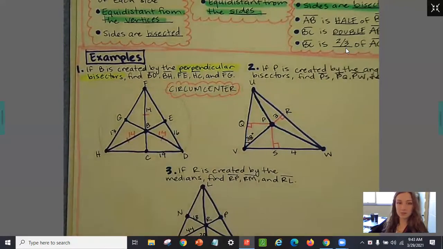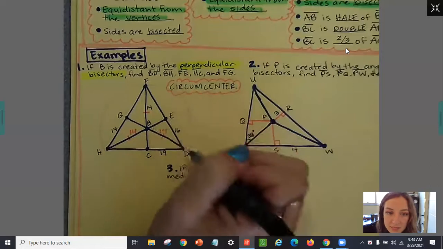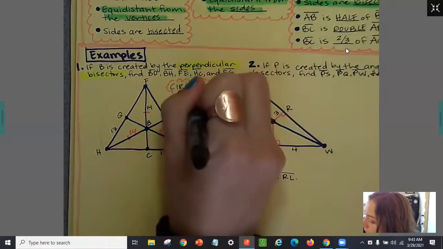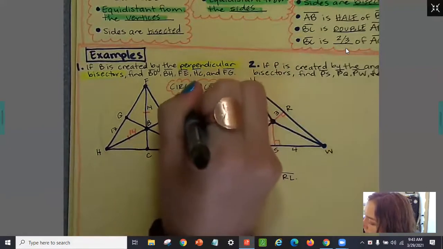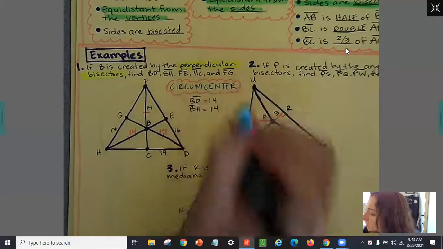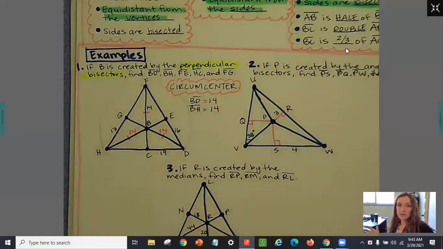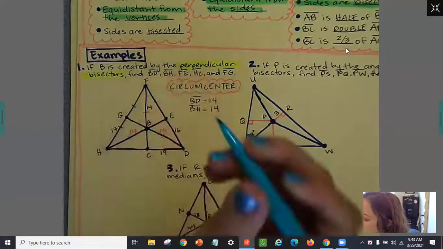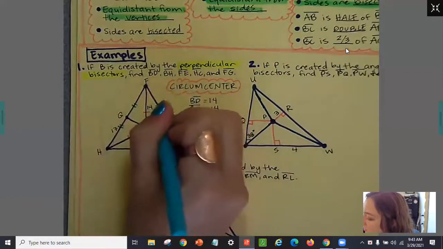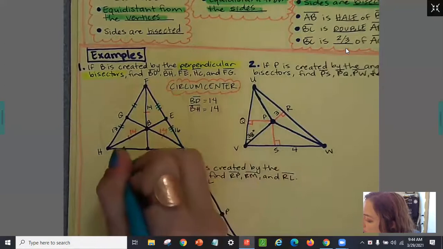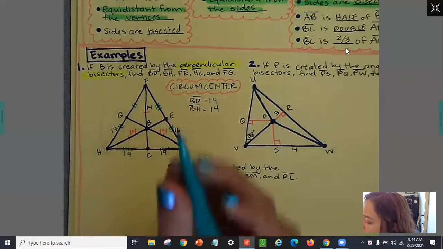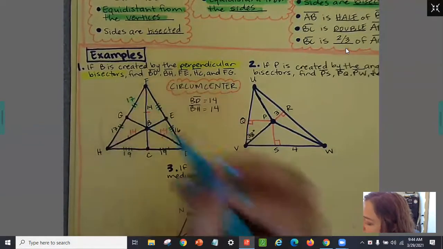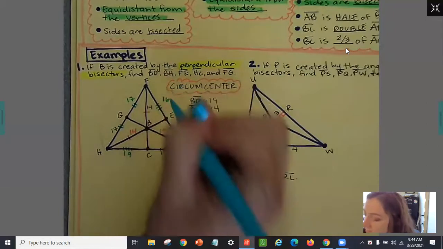So let's go ahead and write these out. BD is 14. We also know that HB or BH is 14. Okay, and we also know that the sides are bisected, so that means that this is congruent to this, and let's just make that 2. This one is congruent to this one, and this one is congruent to this one. So if that's 19, this is 19. If that's 17, this is 17, and if that's 16, this is 16.